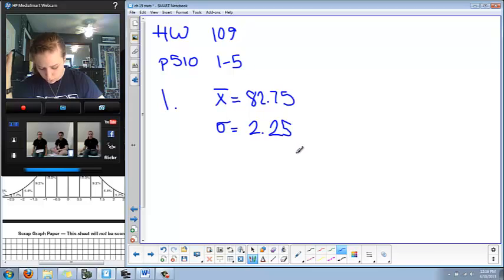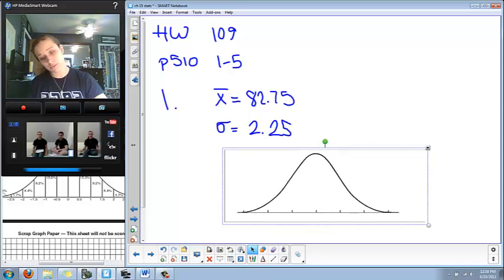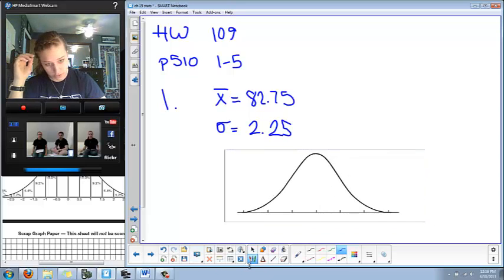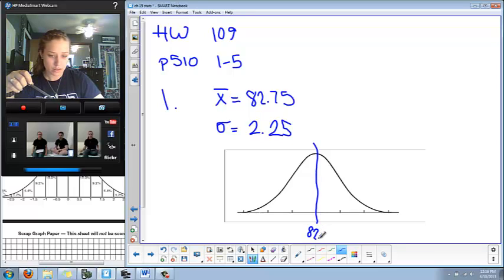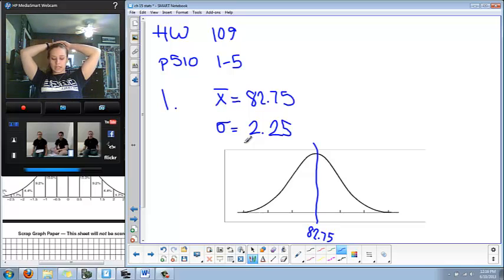Okay. If the scores were normally distributed, whenever you see the words normally distributed, you're going to draw a normal curve. I also got a picture of a normal curve so that mine actually looks good without me doing a horrible job drawing something. Okay, so normal curve. Which of the following scores would be most likely to occur? Right smack dab down the middle, that's our average. This is 82.75, and our standard deviation is 2.25. So they're asking which of those scores would be most likely to occur.